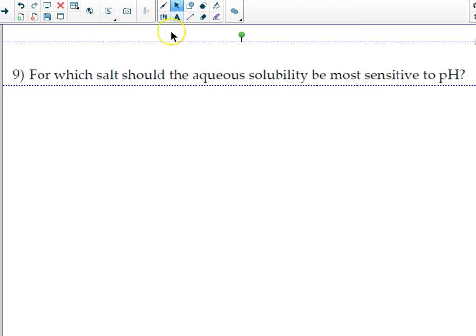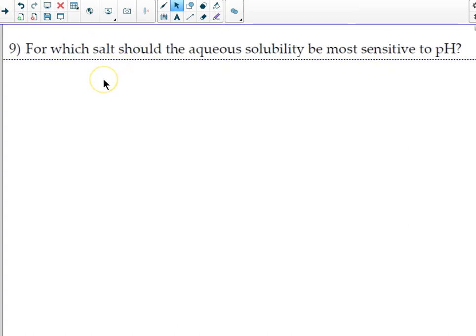Okay, number 9. This is the same as number 6. So I will study this. All right? For which salt should the aqueous solubility be the most sensitive to pH? It's the one that has the cation or anion that can produce weak bases or weak acids. Read that section. There are 2 multiple choice out of 10, so that's 20% of the multiple choice that comes from the section on pH.